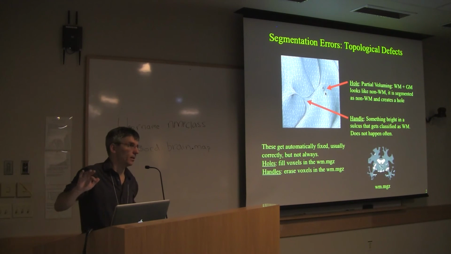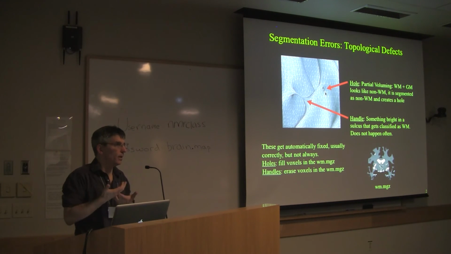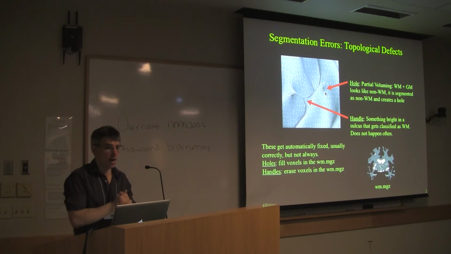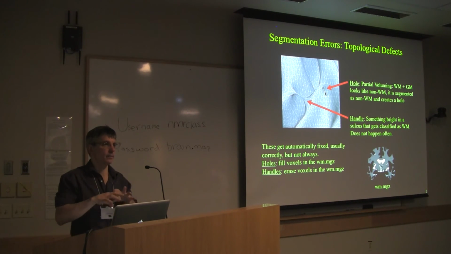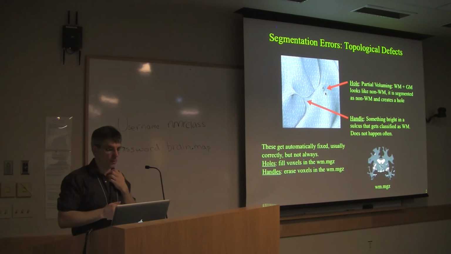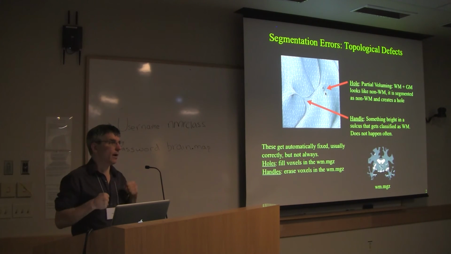And so it said, okay, that must be inside of the white matter surface, and so it's going to build this surface around it. The problem with these two things is that they're topological defects, meaning that if you were to take this and inflate it, it would not have a spherical topology. So the good news is that these things are automatically fixed by FreeSurfer.